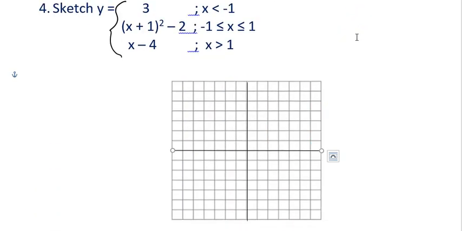For example 4, we have another 3-pieced piecewise function, and again I'm going to start by highlighting my sections. I have x's before negative 1, x's between negative 1 and 1, and x's after 1. So I have 3 sections to highlight. You should probably pause and try to highlight this yourself, and I will highlight them as well.